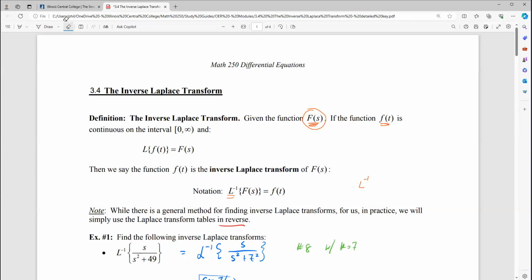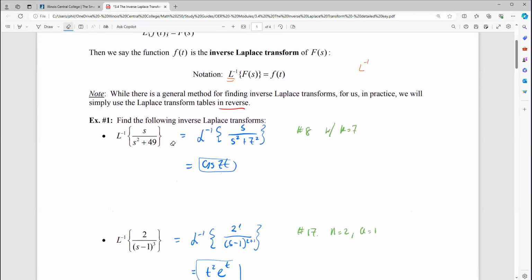I am told that there is, in fact, a definition and a general way for finding Laplace inverses. I have never actually seen that, but for our purposes and for practical matters, it is going to be much easier for us to simply use Laplace transform tables in reverse. So let's take a look at an example of some relatively easy ones.